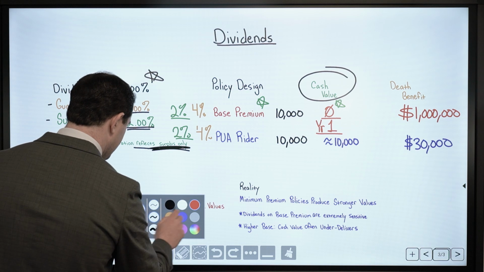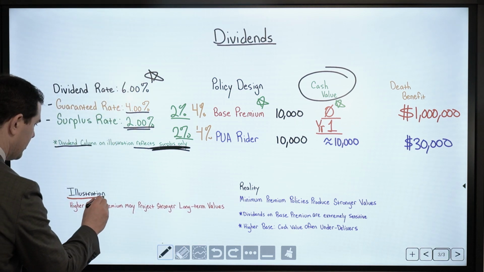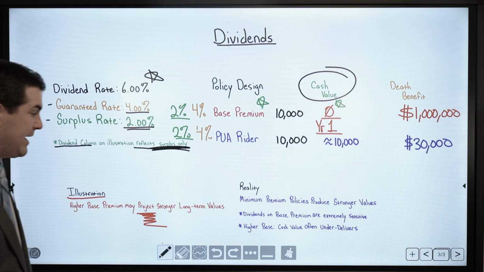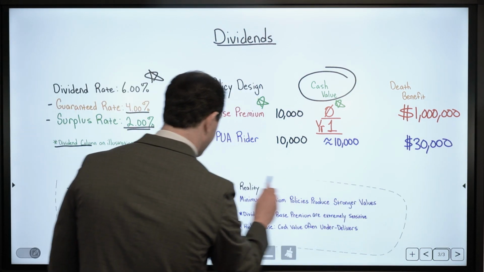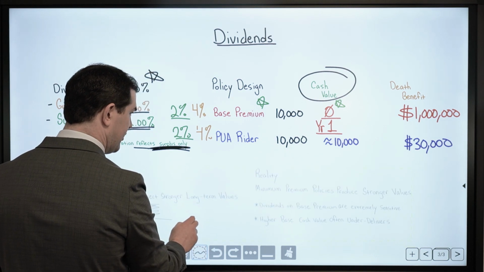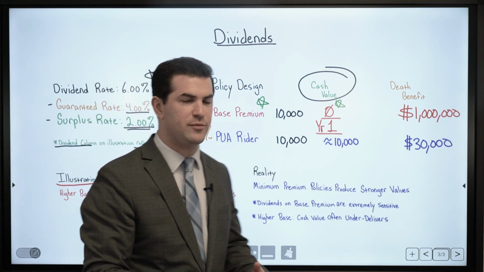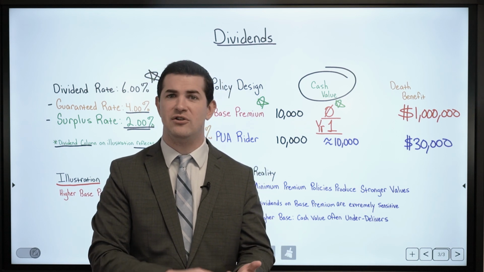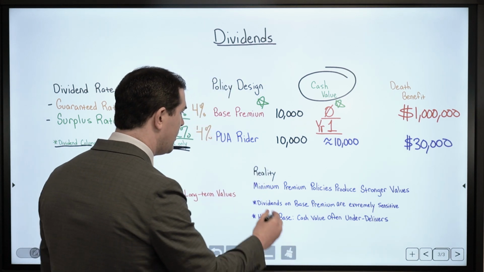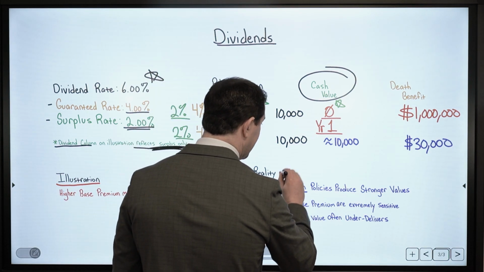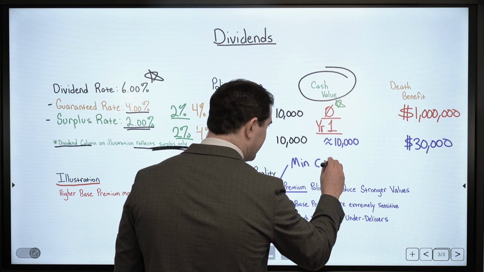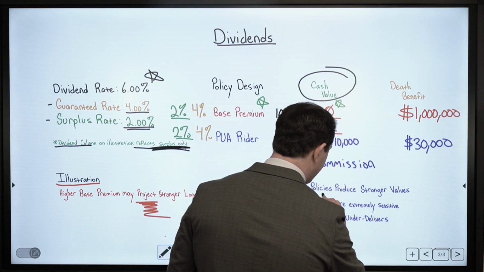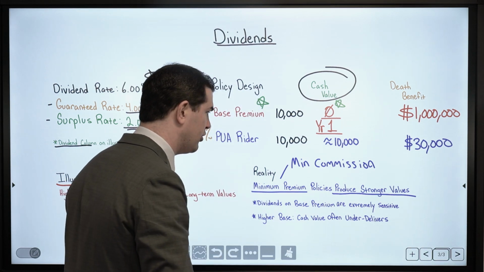Here's what I want to touch on. It is true that on an illustration, a higher base premium may project stronger long-term cash values. The reality, however, is that minimum premium policies produce stronger cash values. So aside from what a projection displays, short-term or long-term, what we've seen is policies that we design for banks, corporations, and wealthy individuals that have been doing it this way forever: minimum premium policies, which result in the company paying out the minimum commission, because the money's going into the cash value instead when you look at that dollar and where it goes. But minimum premium results in stronger cash values long term.